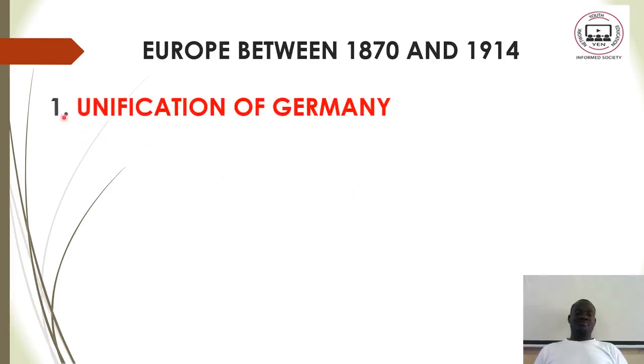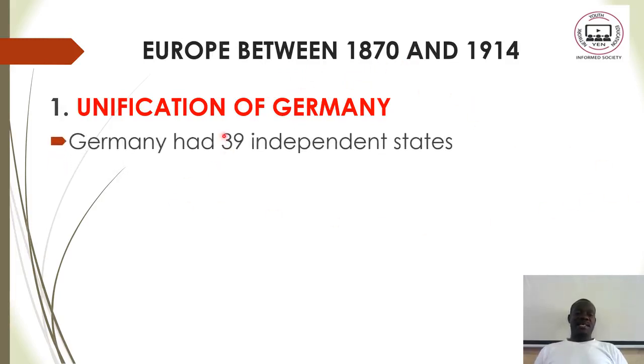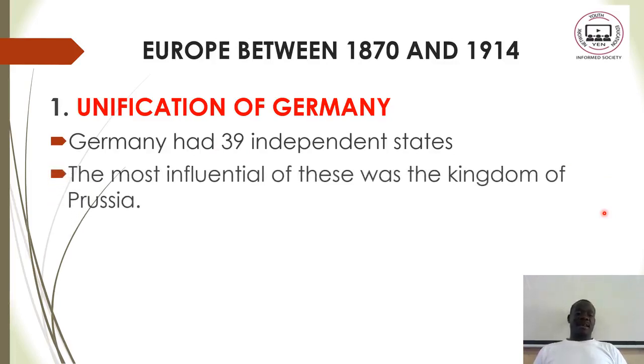The first major topic was the unification of Germany, which took place around the 1870s. Germany had 39 independent states, and the most influential one was the Kingdom of Prussia. The Kingdom of Prussia was the most influential one.